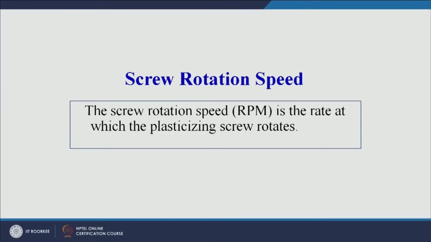The next parameter that we want to consider today is the screw rotation speed. Now the screw is rotating and the units will be revolutions per minute, that is RPM. So the screw rotation speed, that is RPM, is the rate at which the plasticizing screw rotates. So that is the rotational speed of the screw, and that also needs to be optimized. Now what are the purposes or the objectives of the screw? As all of us know, it is feeding, it is mixing, it is melting, it is metering.